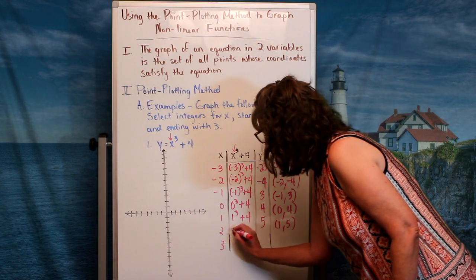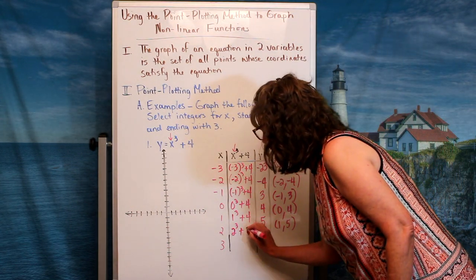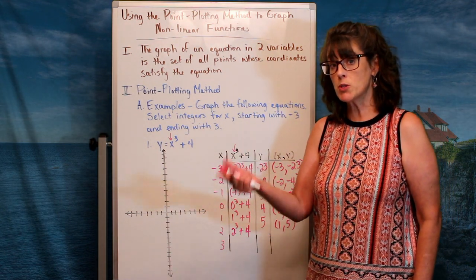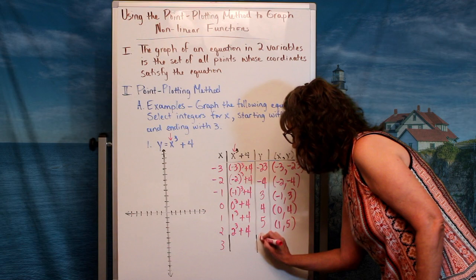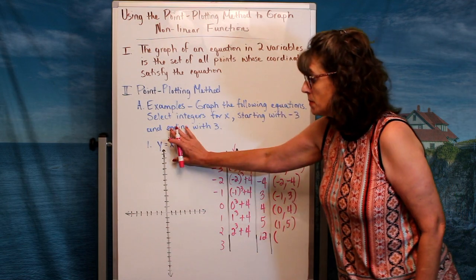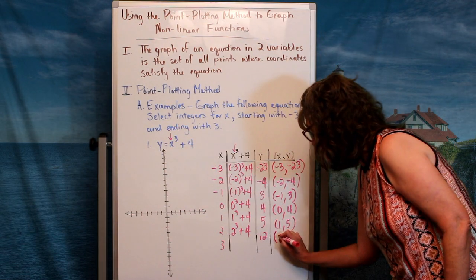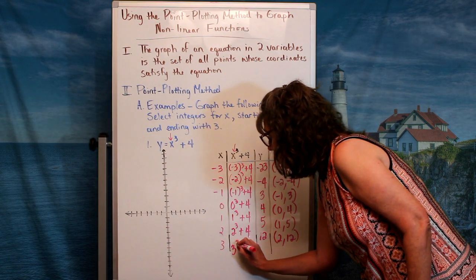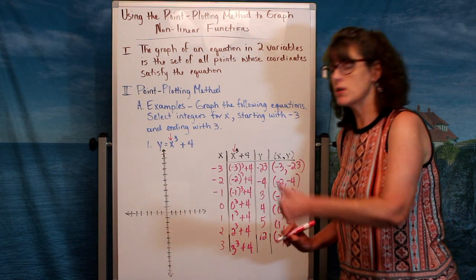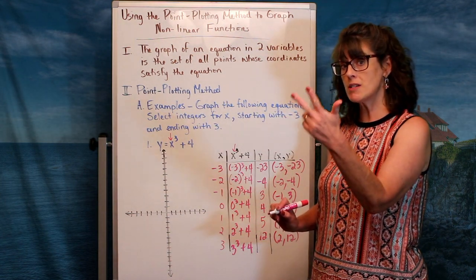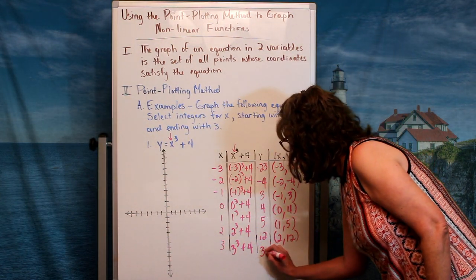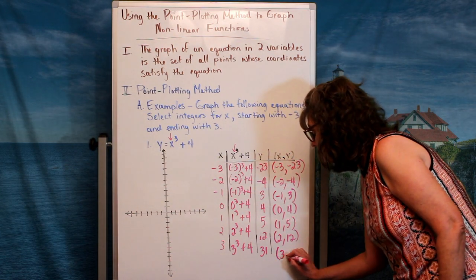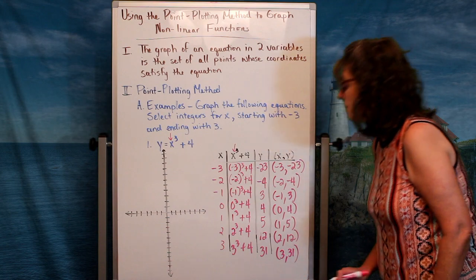Now let's test it with the 2. So, exponents first, 2 to the third power, 2 times 2 is 4, 4 times 2 is 8, 8 plus 4 is 12. So the relationship established here says now when x is a 2, y comes out to be a 12. And let's finish that up with our 3. 3 to the third, 3 times 3 is 9, 9 times 3 is 27, 27 plus 4 is a 31. So this relationship establishes now when x is a 3, y is a 31.